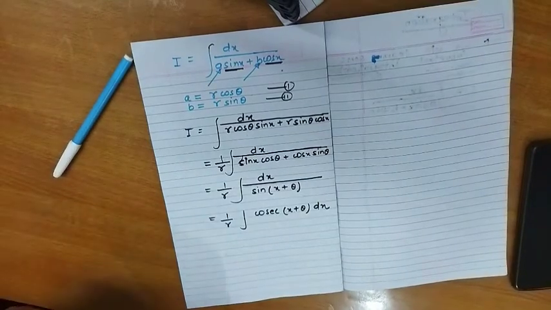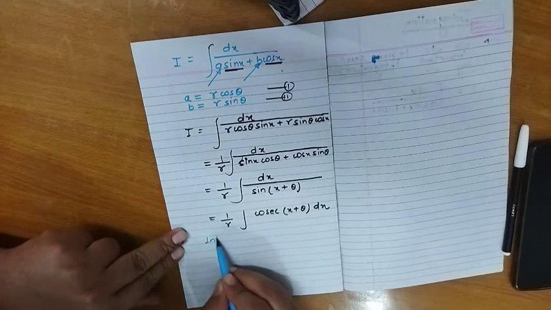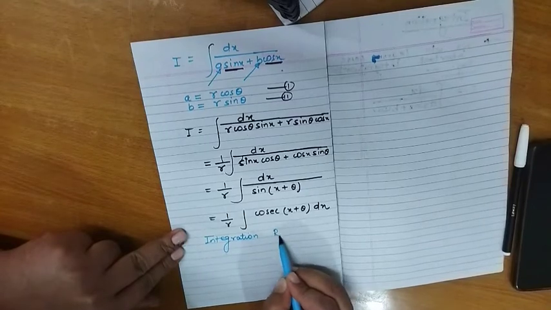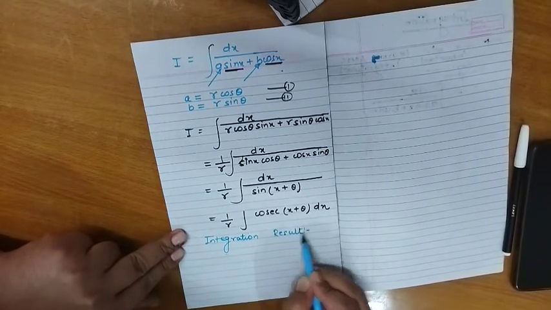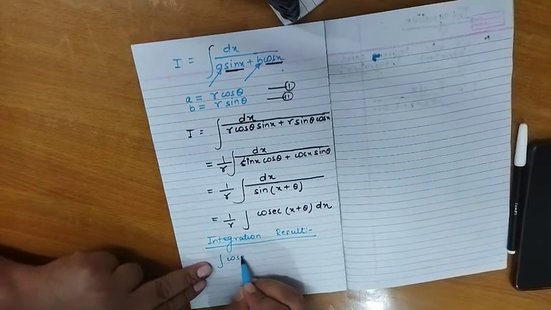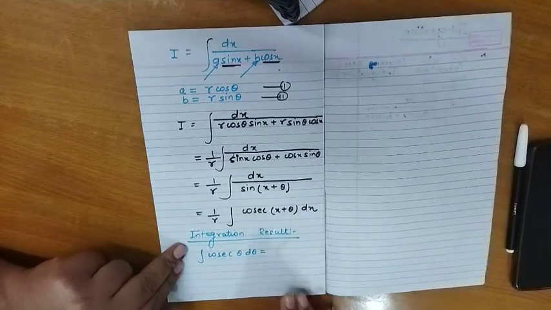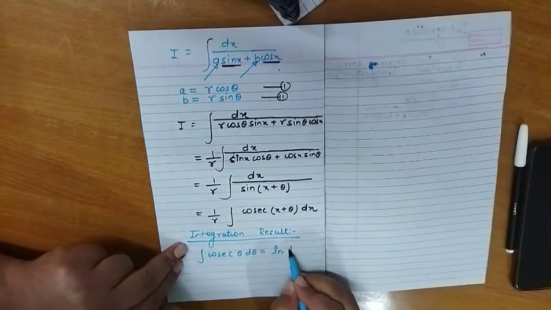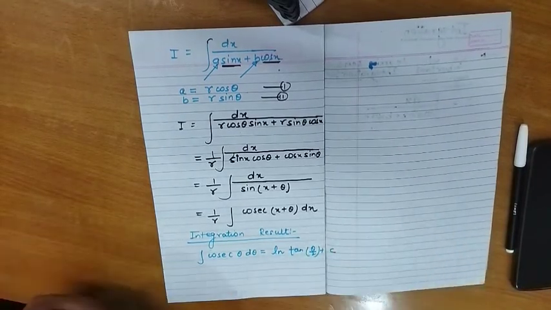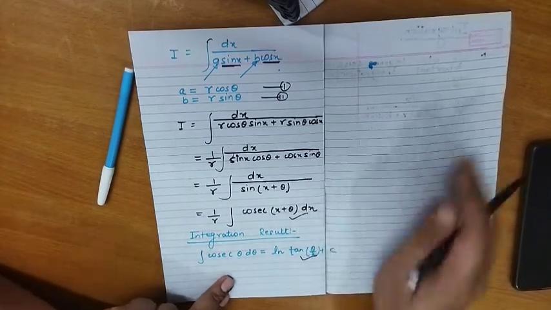Before solving this problem, you have to remember some important integration results. One important integration result is what? Cosec theta into d theta. What is the integration of it? ln tan theta by 2 plus c. I will apply this result here.